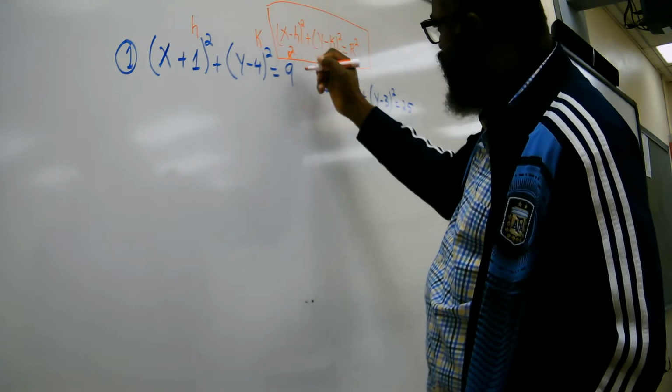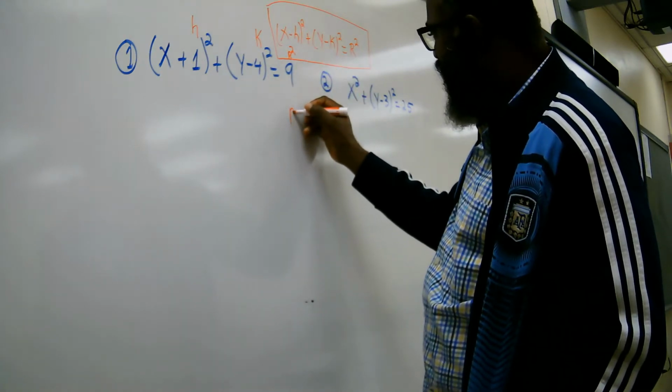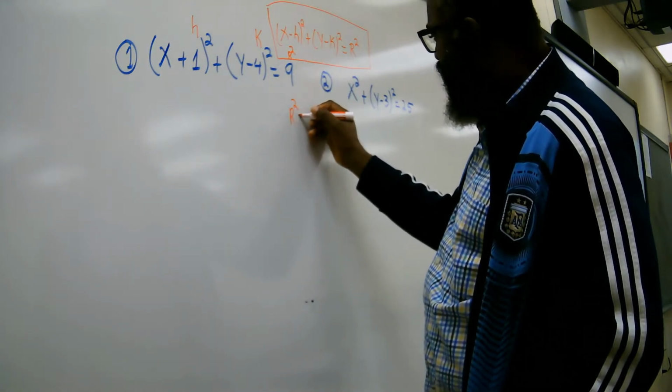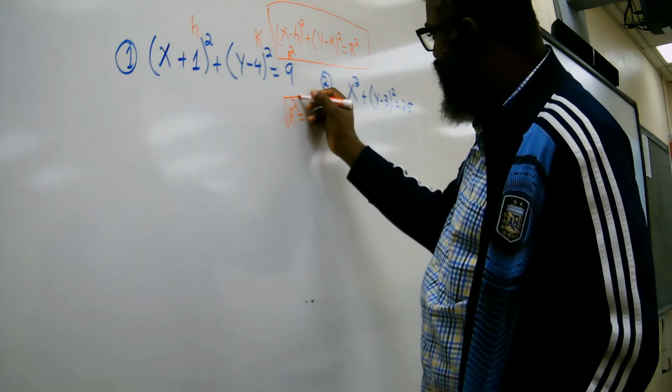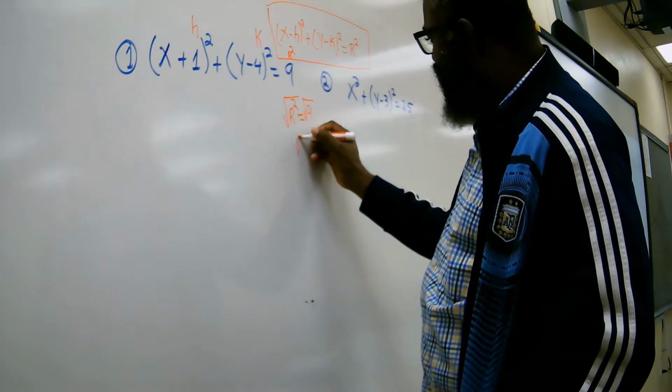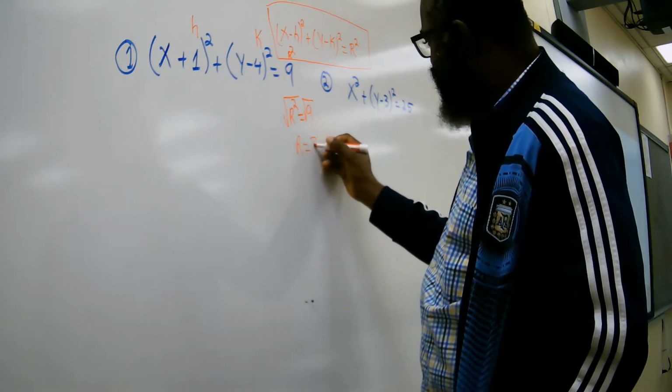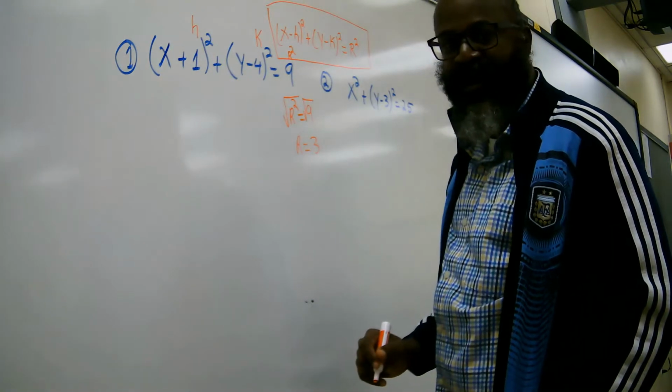So we don't need r squared, we need to find r. In order to find r, we have r squared is equal to 9. To find r, you will have to take the square root of 9. In this case, the radius of the circle is 3 units, whatever unit you are using.